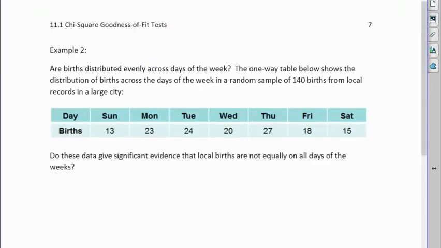So in this example, we have births. Are they evenly distributed across the days of the week? We could look at a random sample of 140 births from local records in a large city, so very large city. We are wondering if this data is going to give us significant evidence that the local births are not equally distributed on all the days of the week.